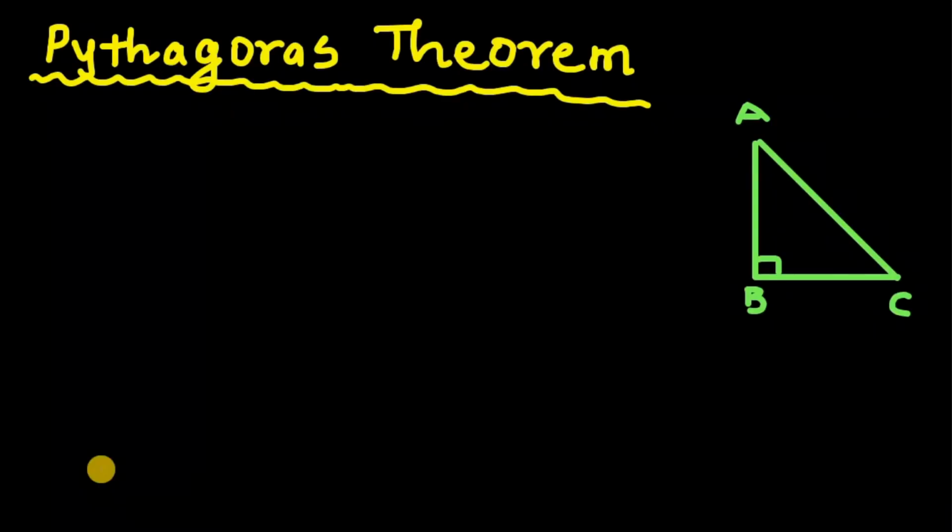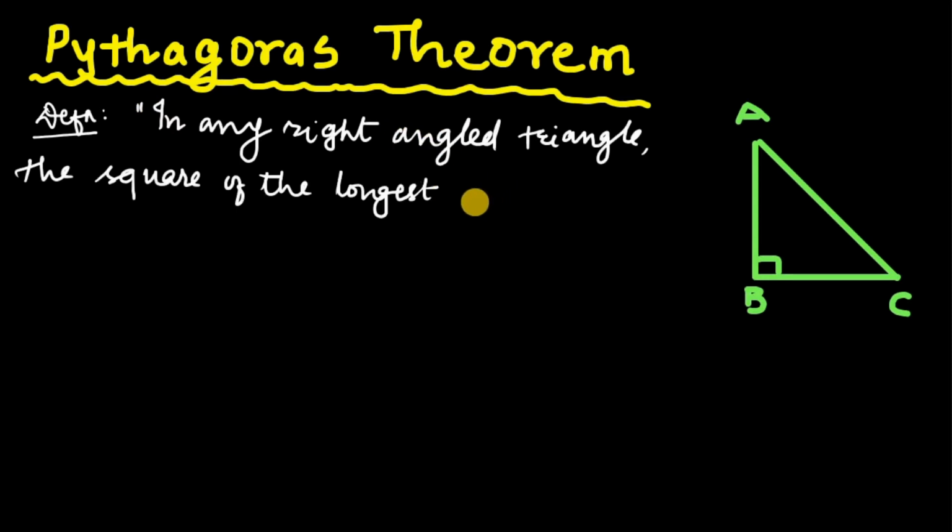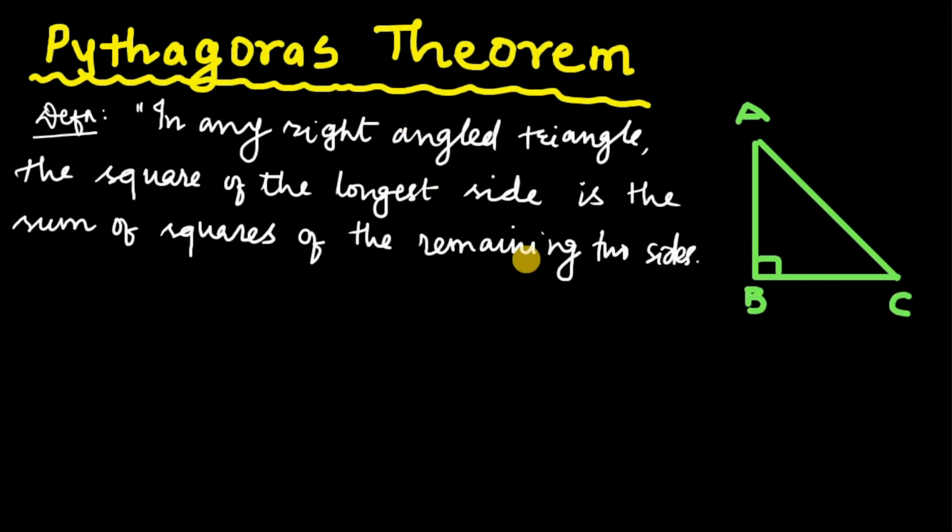Understand Pythagoras theorem. As we know, Pythagoras describes the property of right angle triangle. So what is the statement of Pythagoras theorem? It states that in any right angled triangle, the square of the longest side is the sum of squares of the remaining two sides. So as you know, the side opposite to right angle is the longest side.